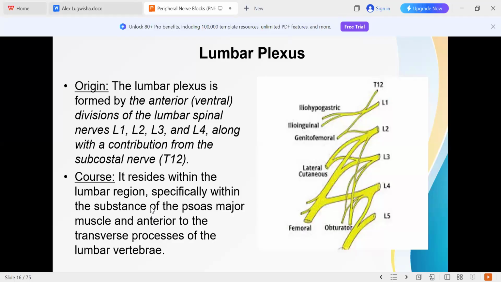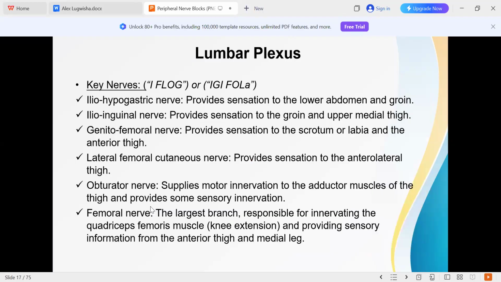So the major muscle there is the psoas major muscle, and that is where the lumbar plexus is located. Then there are different branches of the lumbar plexus. By now, I like mnemonics. So the 6 branches of the lumbar plexus, I call it IGIFOLA, or you want to say I FLOG. The iliohypogastric nerve provides sensation to the lower abdomen and the groin.